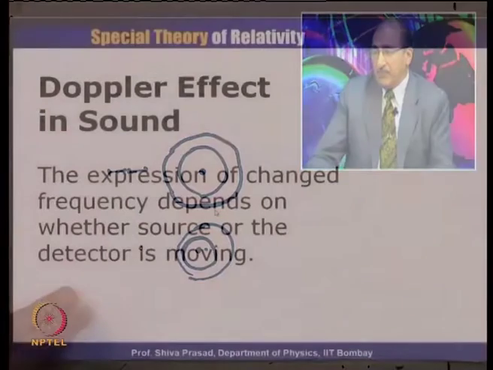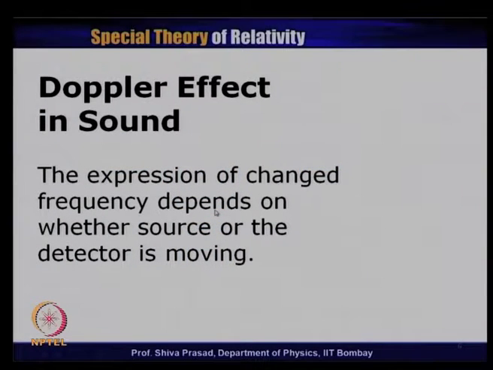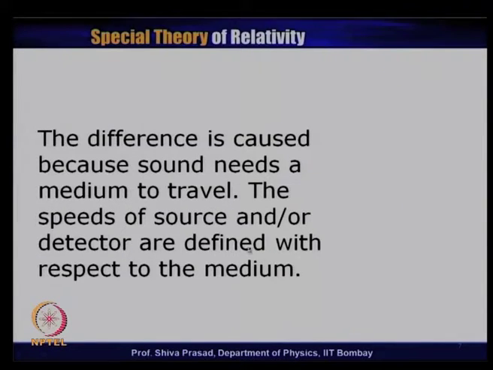So this is what I have written. The expression of change of frequency as far as the Doppler effect of sound is concerned depends on whether it is the source or the detector which is moving. The difference is caused because sound needs a medium to travel. The speed of source and or detector are defined with respect to the medium.